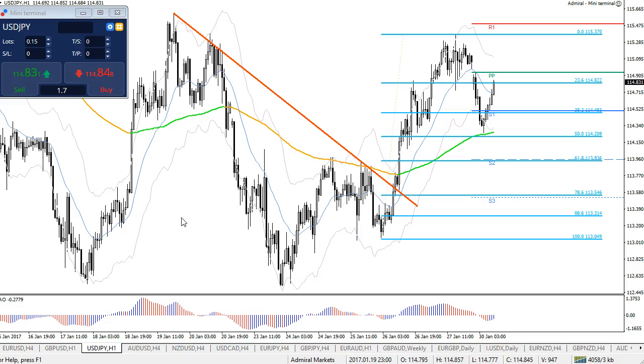So let's take a look, first of all, at the dollar yen 1 hour chart right here. And from my perspective, this is looking like a 50% Fibonacci bounce, as you can see right at the moving average at the bottom of the Admiral Keltner indicator, which is part of the MetaTrader 4 Supreme Edition.